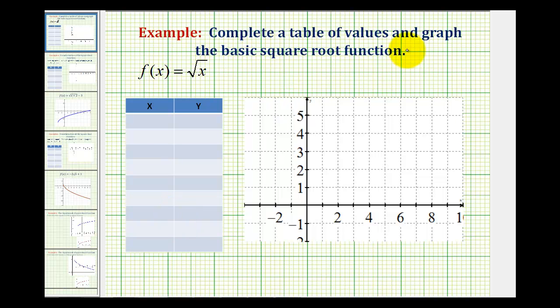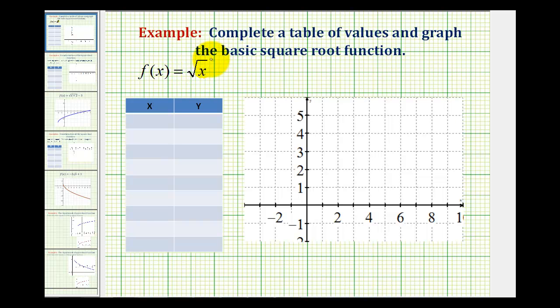We want to complete a table of values and graph the basic square root function, which is f of x equals the square root of x. But before we complete the table of values, we should discuss the domain of the given function. The domain is a set of all possible inputs or values of x for the function.